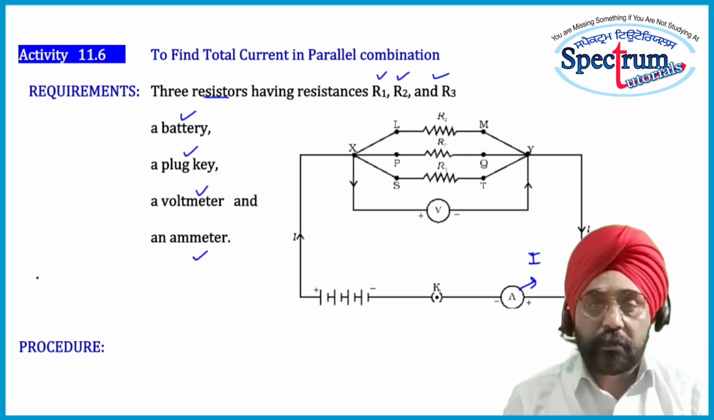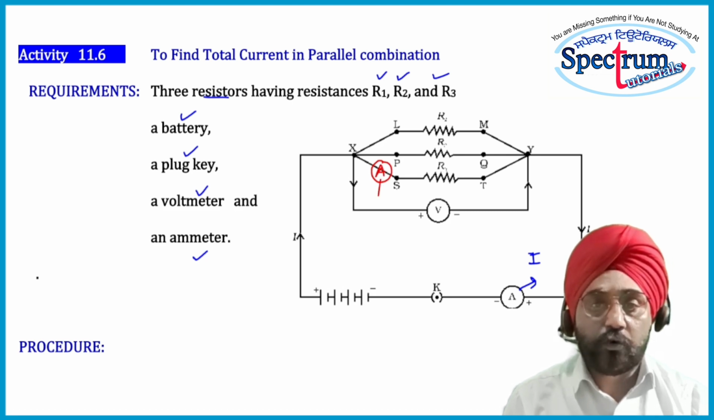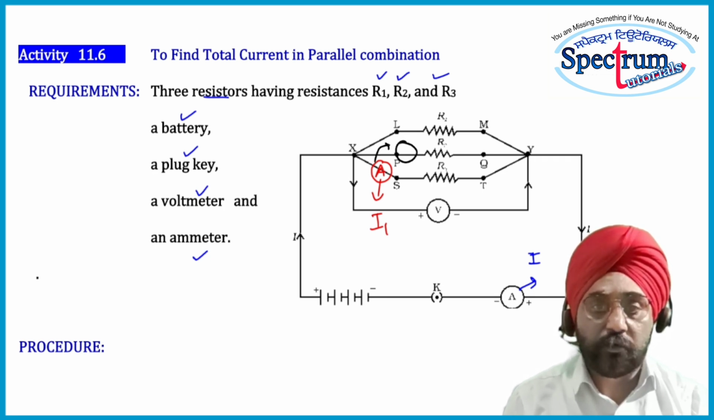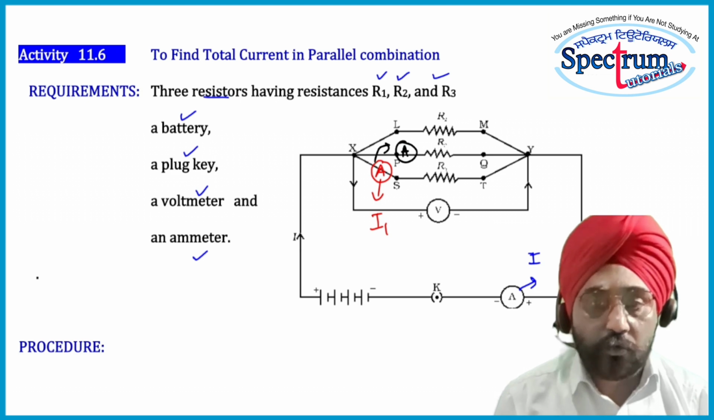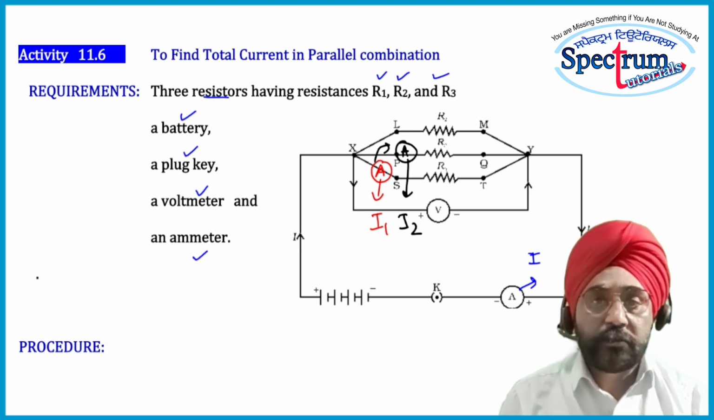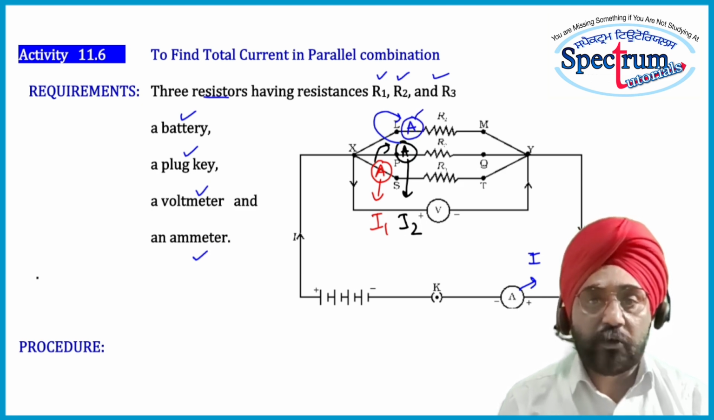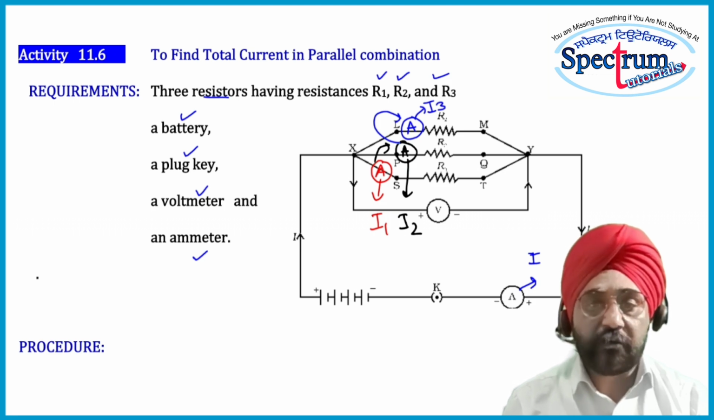Now we replace this ammeter at this position. We note down the reading. Let it be I1. Again, we change the position to another position. So we place our ammeter here. Note down the reading. Let it be I2. We change the position of ammeter to another position. Note down the reading of ammeter. Let it be I3. Observation, what we observe?